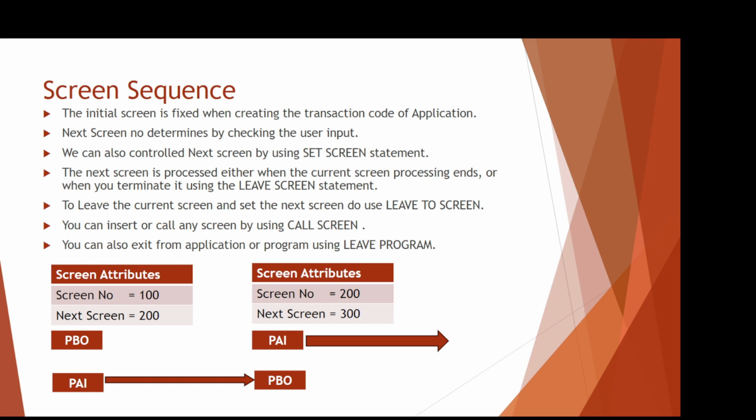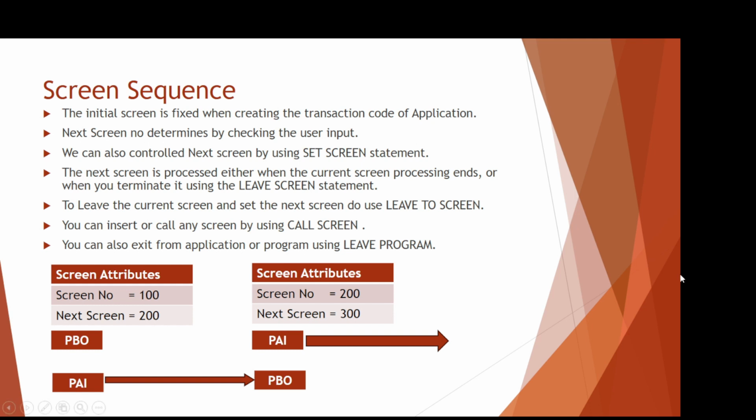So let's begin. First of all, let's understand that the initial screen value is fixed when we create a transaction. While creating a transaction in SE93, you can observe that it gives the screen number of the transaction, so then it calls the particular screen. And next, the next screen number is determined by the user input. It means the next screen will depend on the user input.